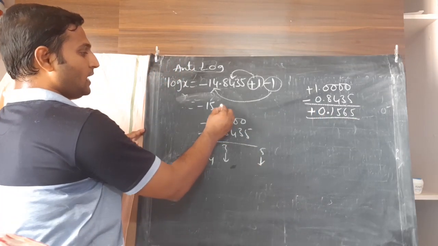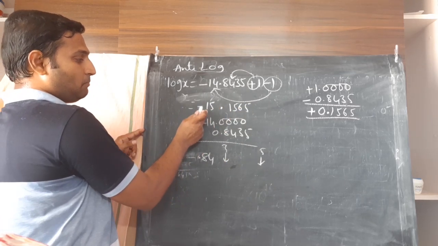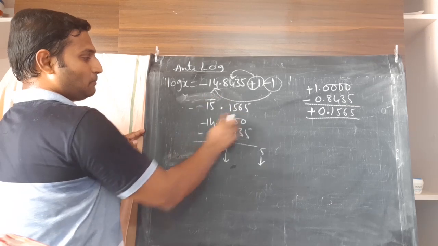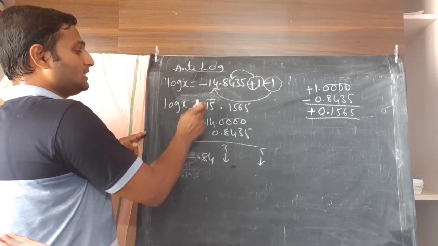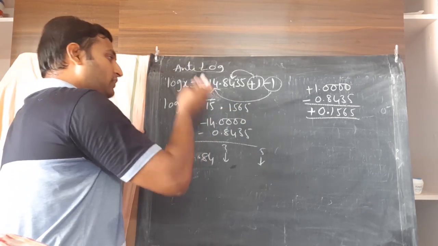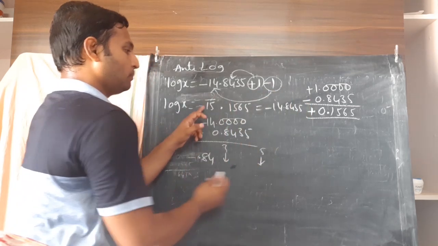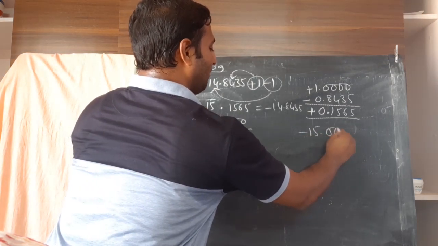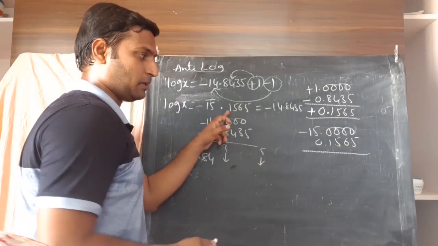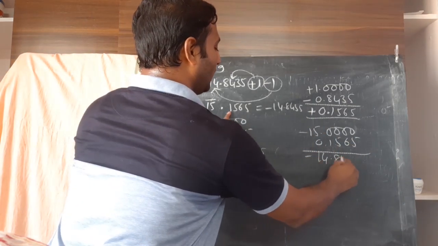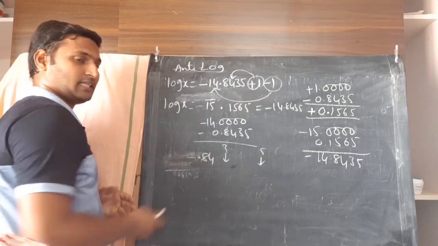Now you see, after the decimal you got 1565. Before the decimal you have minus 15, but only this is negative. This is positive. That's why I'll write it as 15 bar 0.1565. Now, my log x is 15 bar 0.1565. 15 bar 0.1565 is nothing but minus 14.8435 only. How? 15 bar means negative value of 15. 0.1565 is a positive value. If you subtract, you will end up getting minus 14.8435 only. So both mean the same.